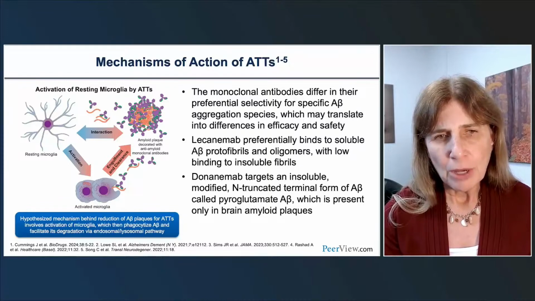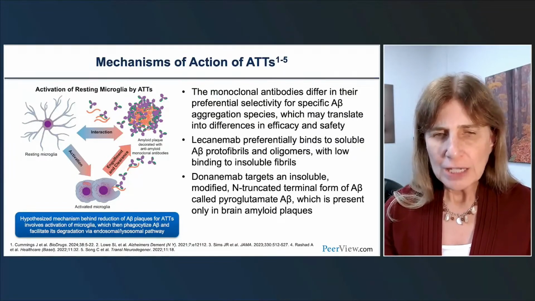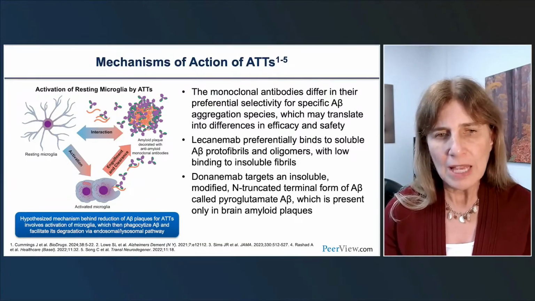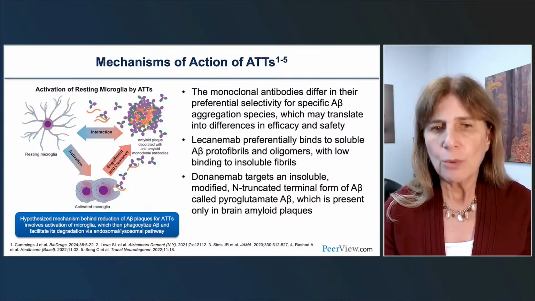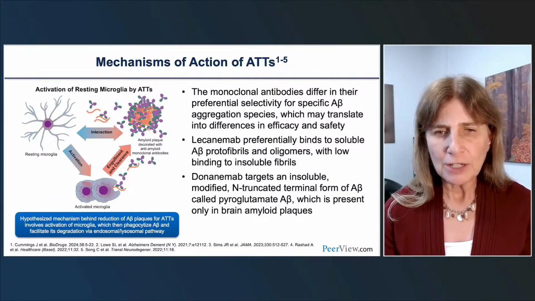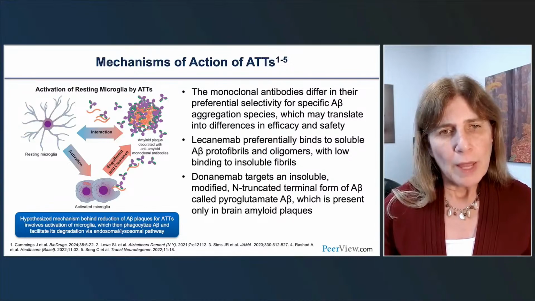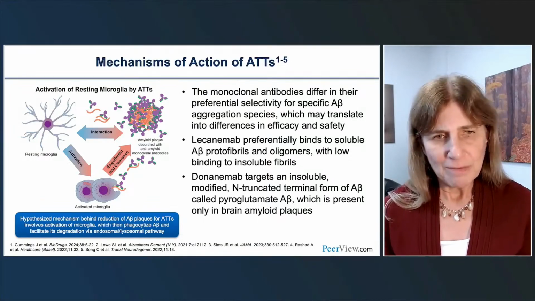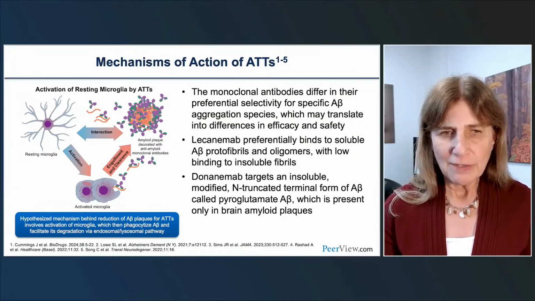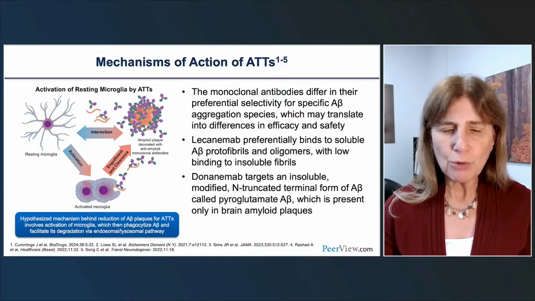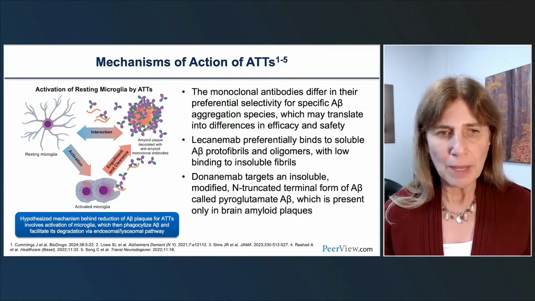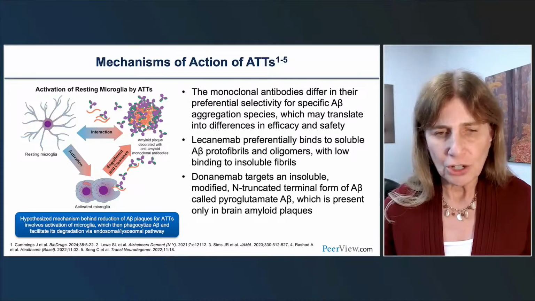So how do these antibodies work? Well, it's important to note that each antibody is a little bit different. With lecanemab, we have preferential binding to soluble A-beta protofibrils and oligomers. We have some binding to plaque. With donanemab, we have very specific binding to plaque-bound amyloid. When the antibodies are given by intravenous infusion, they get into the brain, they bind their respective species of amyloid, and then they attract microglia, and the process of phagocytosis begins and clearance of A-beta and the antibody-antigen complex.